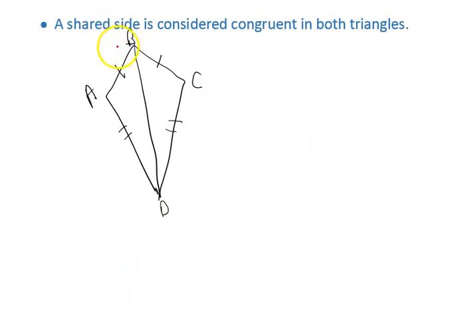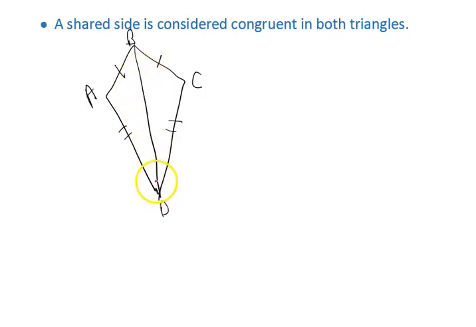A really common geometry problem is to be shown a picture and asked if the two triangles are congruent. And they're wanting you to use the theorems that we just talked about with the sides and the angles and make that determination. Something that isn't always obvious is that a shared side is congruent in both triangles. It's part of both triangles and the length of it is the same, so it's not changing.